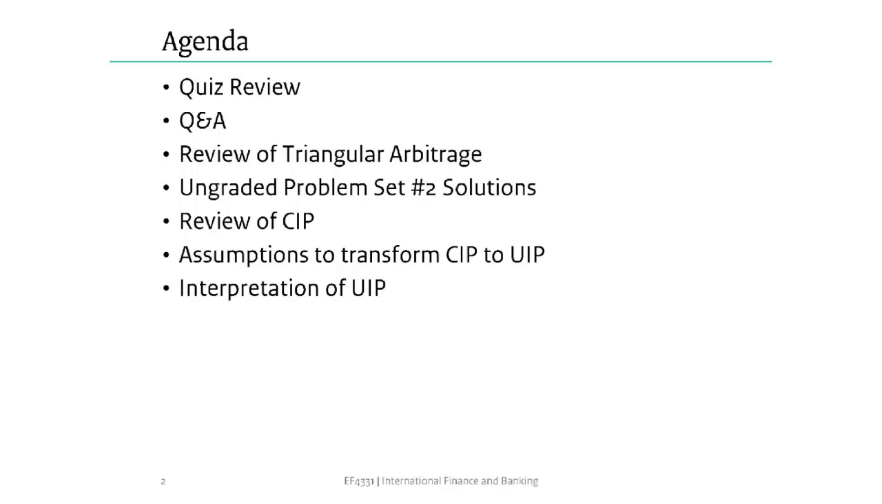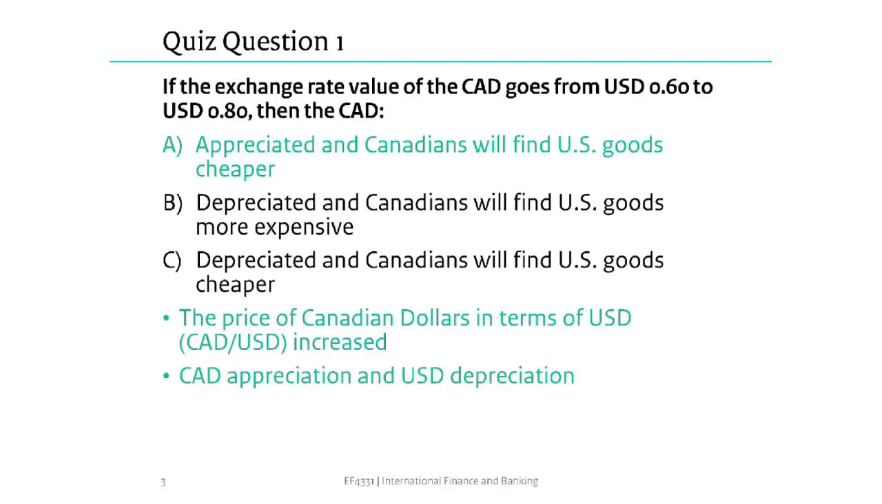So let's go over the quiz. I think these quiz questions were very easy, just testing your conceptual understanding of how to read FX quotes. This question is basically asking you, if you have some currency, here CAD stands for Canadian dollars, so if you didn't know what that was, you could have Googled it. Canadian dollars go from a price of 0.6 US dollars to 0.8.